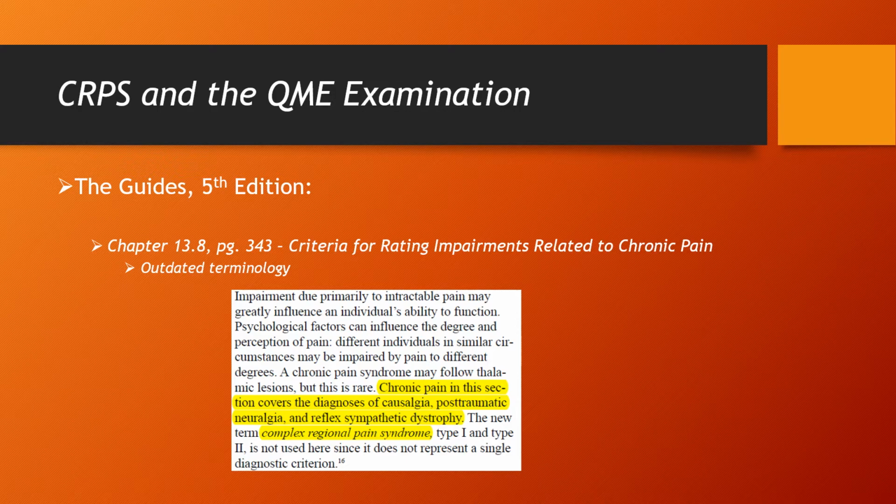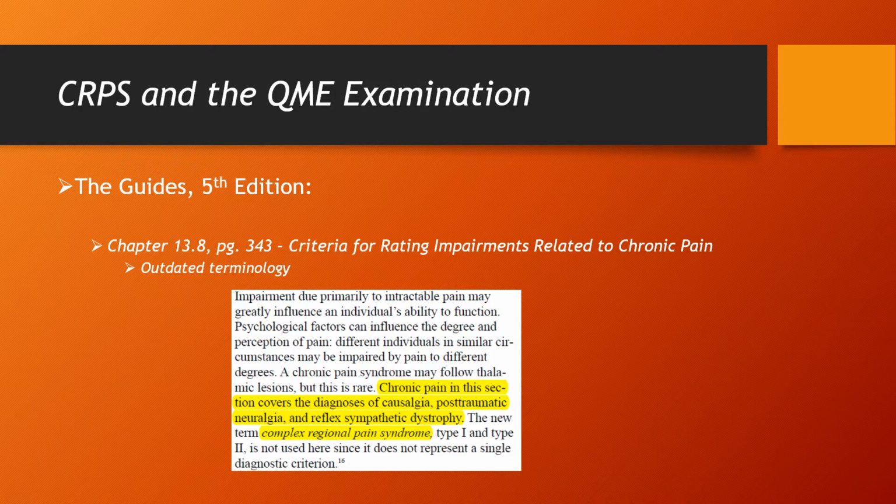So first of all, the situation with CRPS in the AMA Guides is a difficult task to perform an impairment rating because CRPS appears in 3 separate chapters of the guides. Now, not to say that that's an easy situation to consider, but we'll take an example of the 3. First, we take a look at chapter 13.8, and there are criteria for rating impairments related to chronic pain. So now we're talking about chronic pain here.